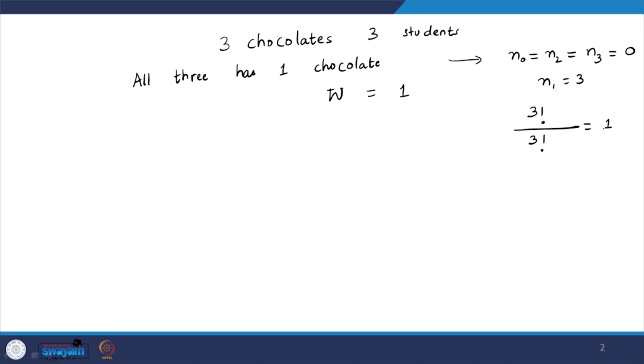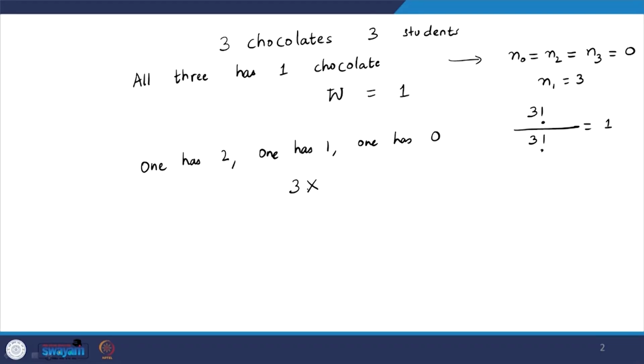On the other hand, if in the same example we consider that 1 has 2 and 1 has 1 and 1 has 0, what you will find is that in 3 ways I can find the person having 2 chocolates, and now I have 2 students remaining.